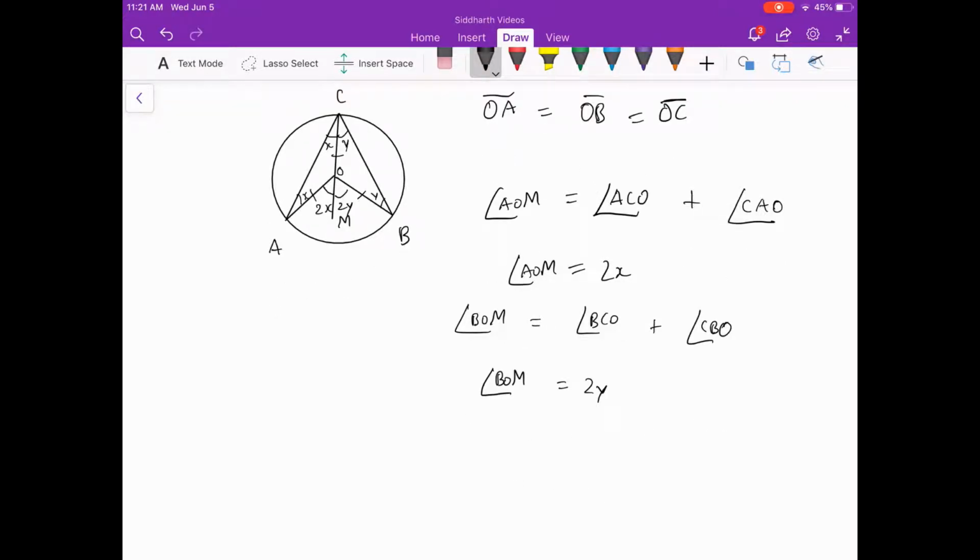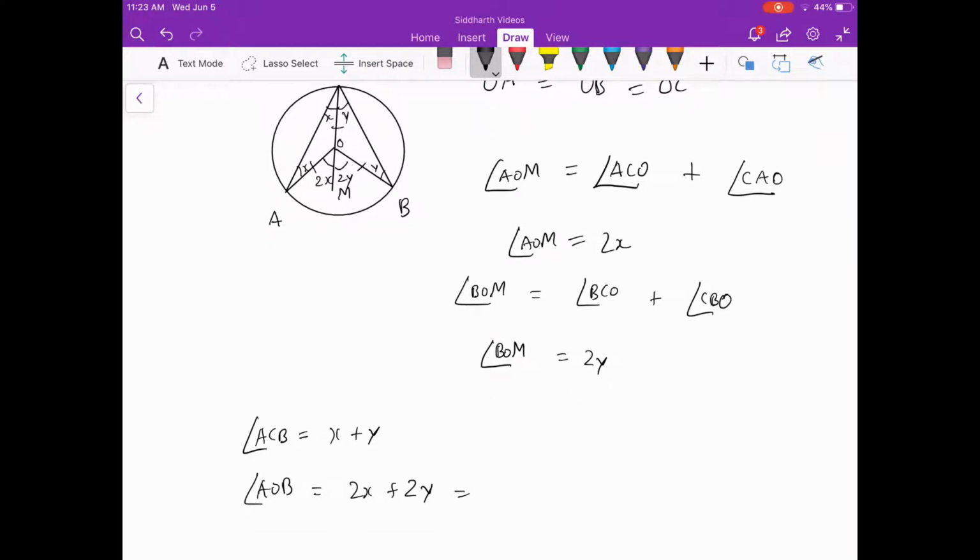The angle at the circumference is ACB, which is equal to x plus y. And the angle at the center is angle AOB, which is equal to 2x plus 2y. Factoring 2, we get AOB is equal to 2 into x plus y. Because x plus y is equal to angle ACB, we can rewrite this as angle AOB equal to 2 into angle ACB, which is the proof of this theorem.